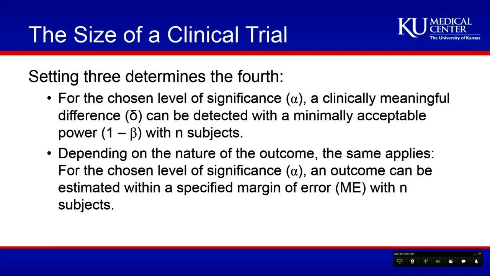So if we have that acceptable, that meaningful difference, then that, along with the type 1 and type 2 error rate, along with the statistical analysis method we're using, will allow me to estimate the number of subjects required to achieve all of the goals of the study.